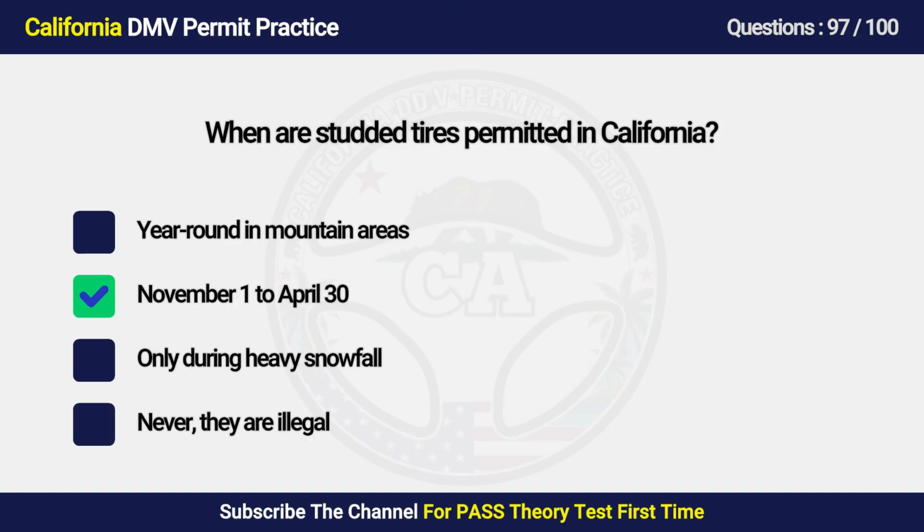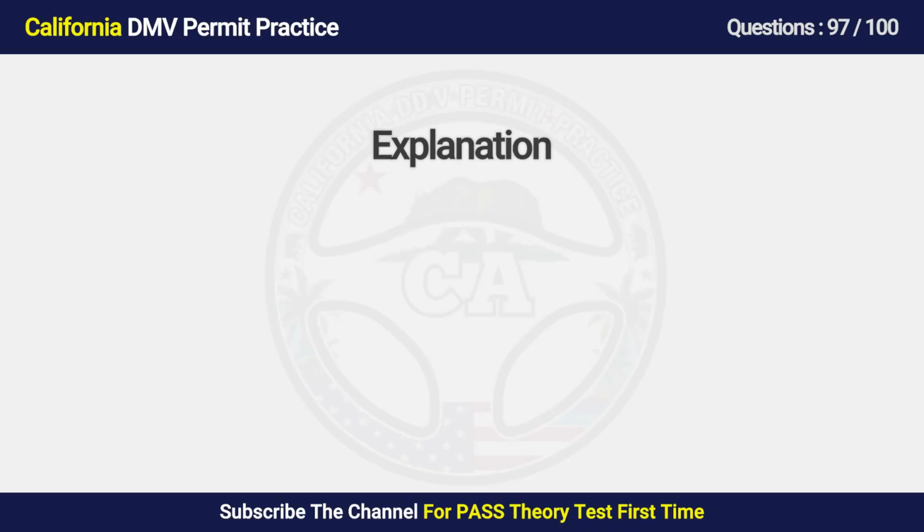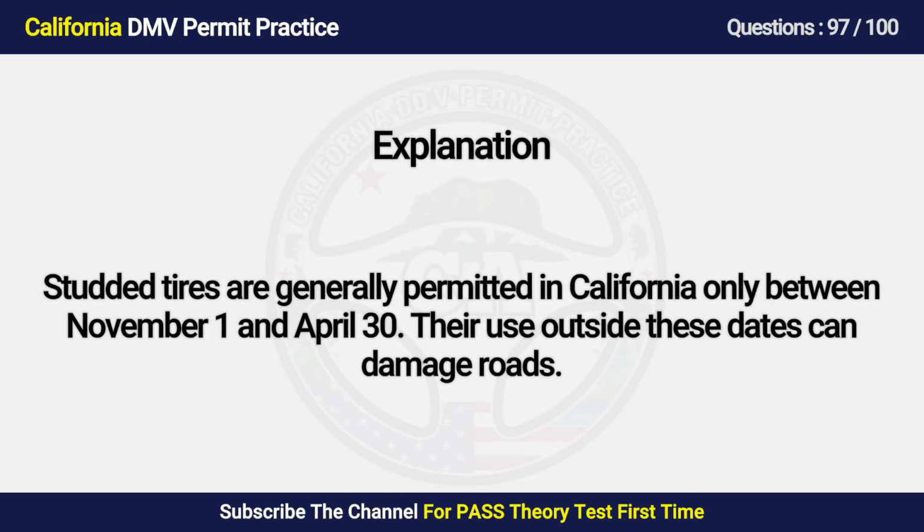Answer is B. November 1 to April 30. Studded tires are generally permitted in California only between November 1 and April 30. Their use outside these dates can damage roads.